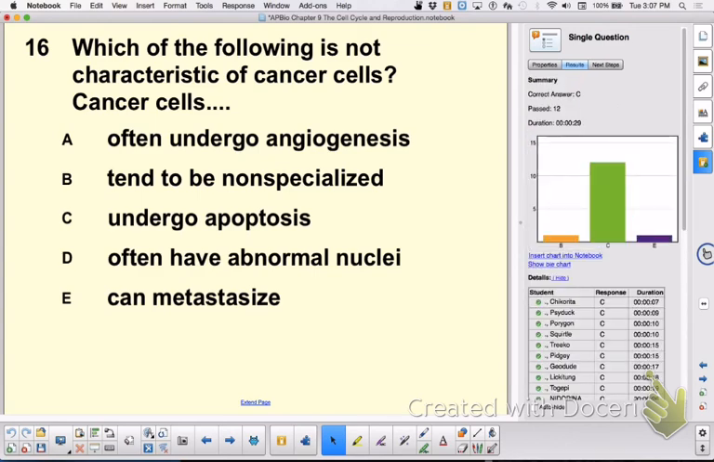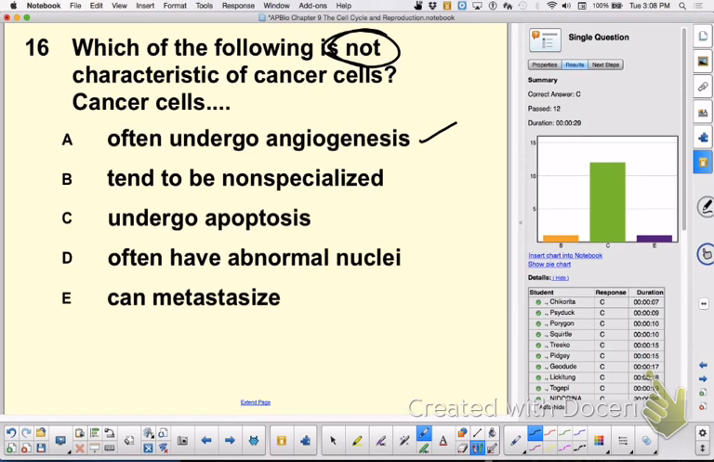Okay, let's talk about it. The tricky part on this question, it says, which of the following is not a characteristic of cancer cells? So when you see that as you read it, how should you read it? Which of these is not? It means all the rest are a characteristic. So do they undergo angiogenesis? Yes. Why would they undergo angiogenesis? What would be the purpose of a cancer cell doing that? To spread itself. To spread itself by doing what? Drawing in blood vessels, making more blood vessels grow to it.